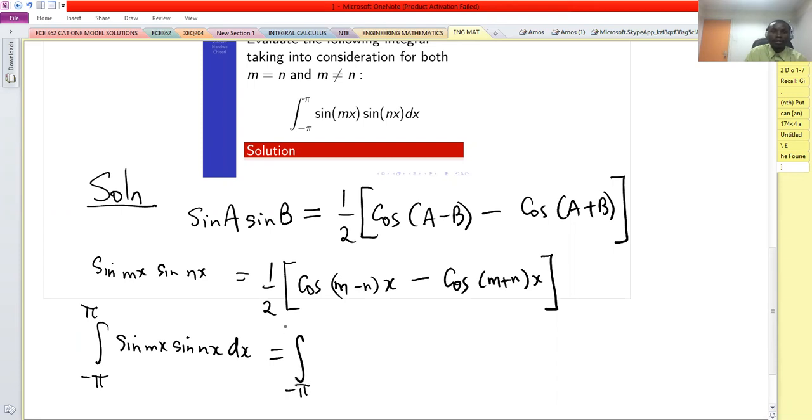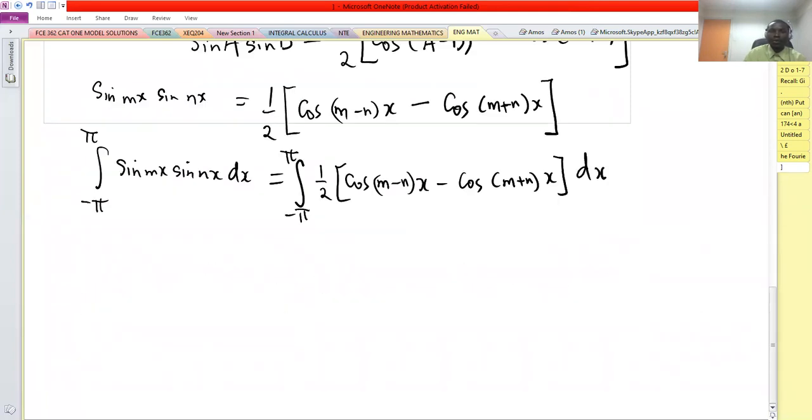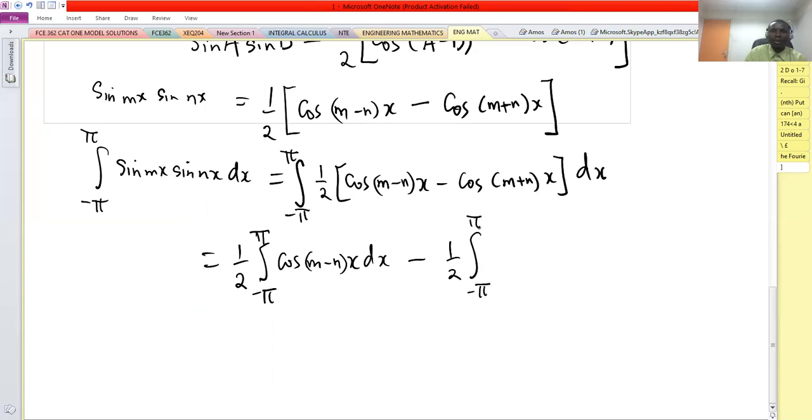integrate from minus pi to pi of this one now, which is a half into cosine (m minus n) x minus cosine (m plus n) x dx. So we distribute, and this now reduces to a half integral from minus pi to pi of cosine (m minus n) x dx minus a half integral from minus pi to pi of cosine (m plus n) x dx.